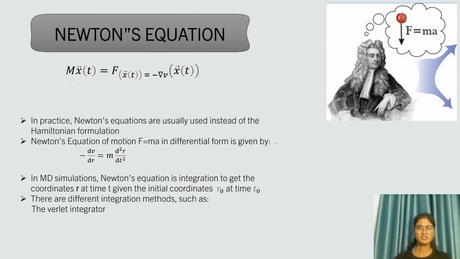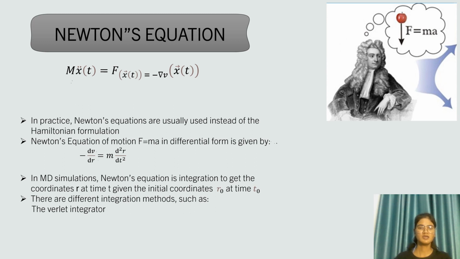Third step, Newton's equation. Newton's equation is also the force equation, which is nothing but mass times acceleration. Here you can see m, and this is the acceleration, equal to the change of force with respect to time. In practice, Newton's equations are usually used instead of the Hamiltonian formulation. The molecular equation of motion, force equals mass times acceleration, in a different form is given by dV over dr equals m d squared r over dt squared, and this is nothing else but acceleration.